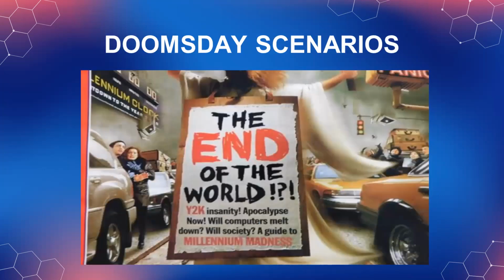The final theory was connected to religious prophecies. So the turn of the millennium and the Y2K bug were also linked to religious prophecies and doomsday scenarios. Conspiracy theorists associated the Y2K problem with biblical predictions of the end times or the arrival of the Antichrist. They believed that the bug was a sign of an impending apocalypse or divine judgment.